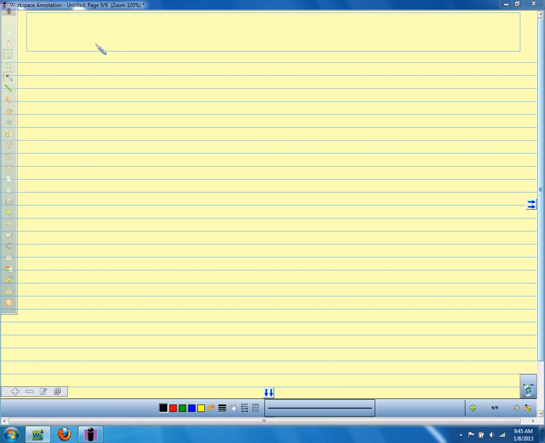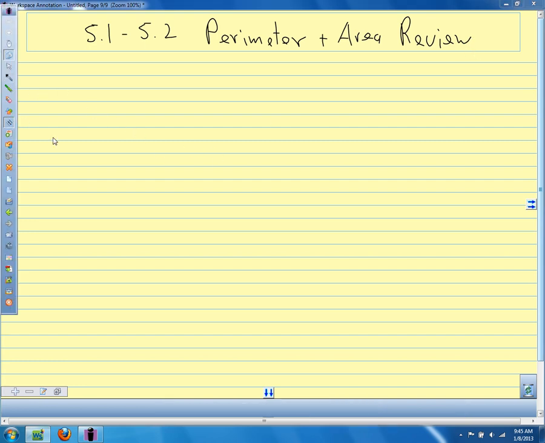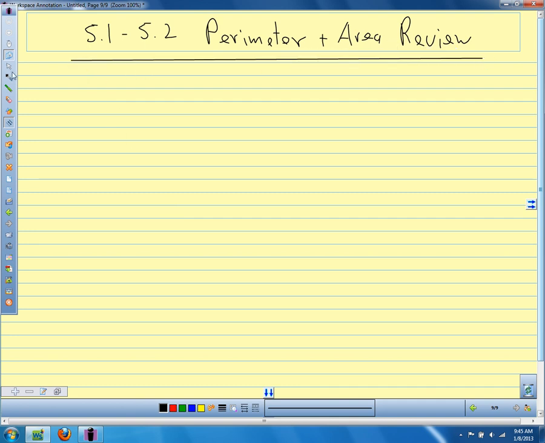So this is, we're going to say this is chapter 5.1, 5.2. Perimeter and area review, and your formulas are just going to go into the flip book. We're just going to have a quick reminder about our formulas and how they work. The first set of shapes on the first page is under quadrilaterals.